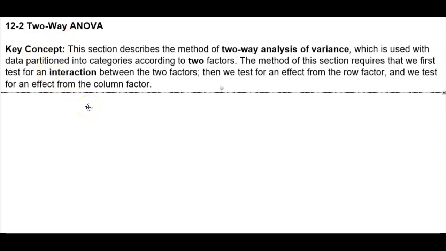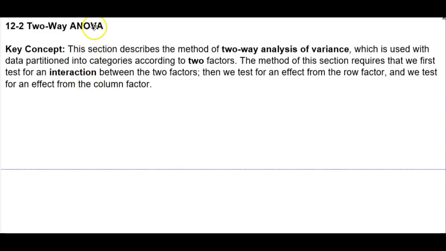12.2 Two-way ANOVA Key Concept. This section describes the method of two-way analysis of variance, which is used with data partitioned into categories according to two factors. The method of this section requires that we first test for an interaction between the two factors. Then we test for an effect from the row factor, and we test for an effect from the column factor.